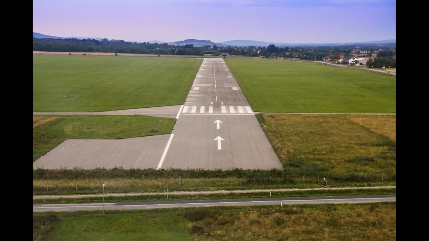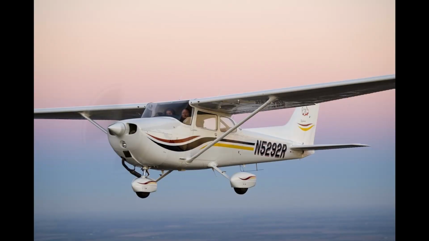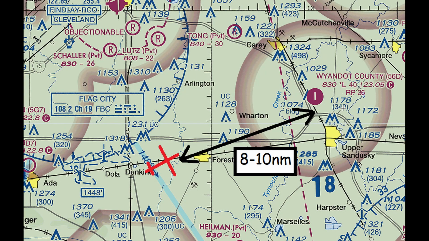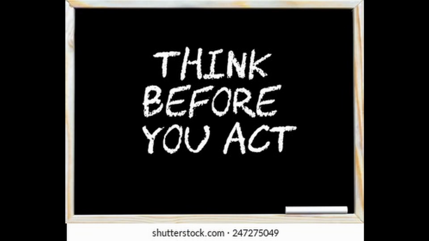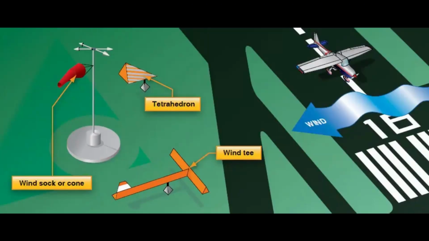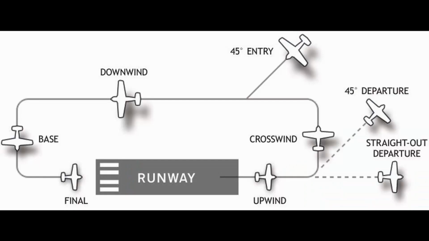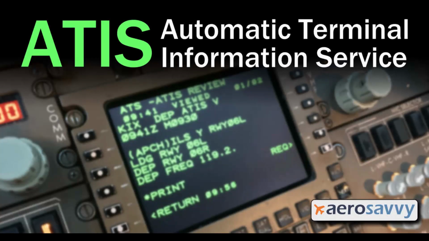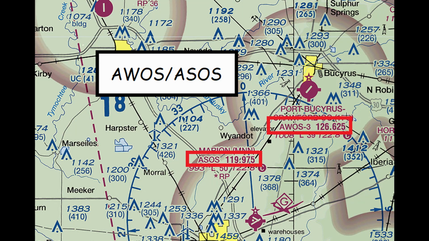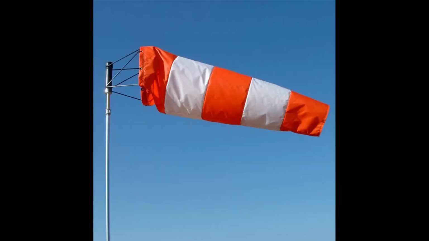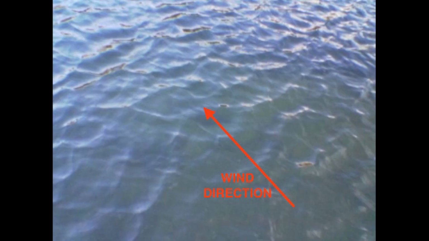If you're landing in an airport without a control tower, it's recommended that you self-announce your position 8 to 10 miles from the airport. But before you do that, you're going to need to figure out which way the winds are blowing so that you can decide on a plan of action of how to enter the pattern. For that, you can listen to the ATIS or AWOS. If the airport doesn't have one of those, you usually could pick out the windsock or some kind of ground reference that shows the wind.